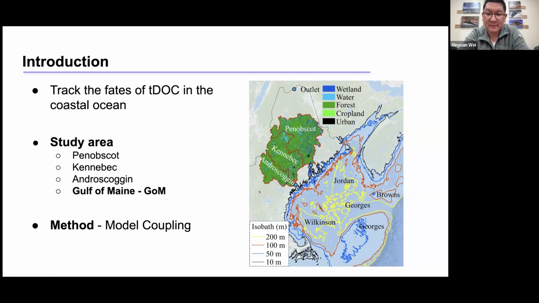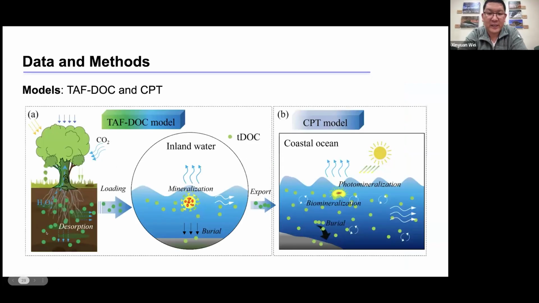For the 3 watersheds, most of the region is covered by forest. Generally, more than 80% of the land is covered by trees. For this project, we couple different models to understand their potential fate. We couple 2 models. The first model is a terrestrial aquatic lateral dissolved organic carbon flux model.